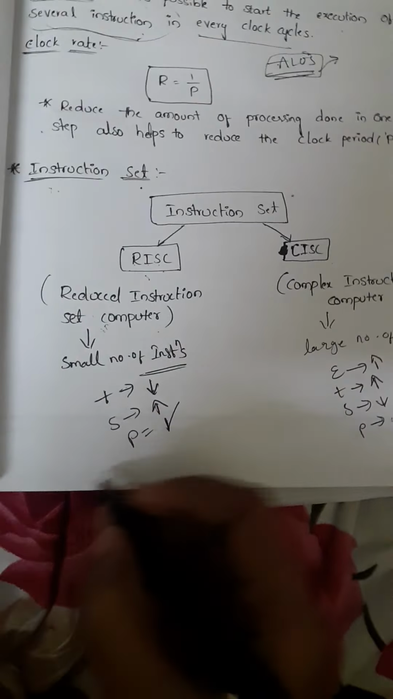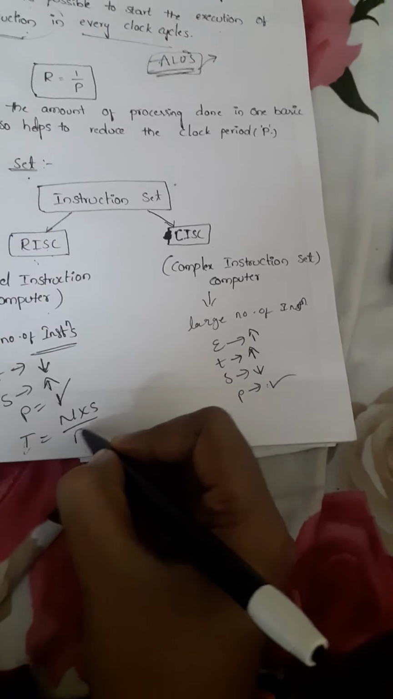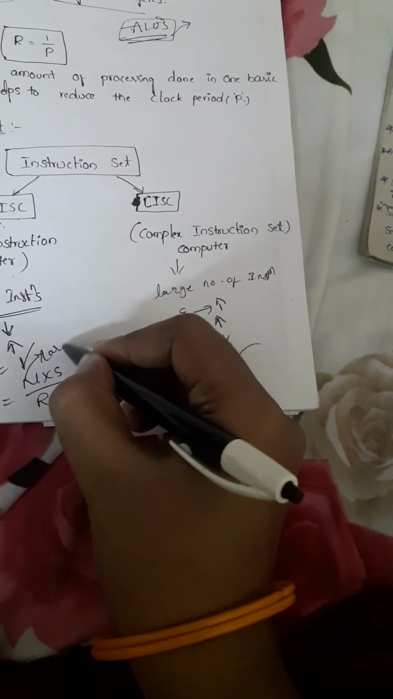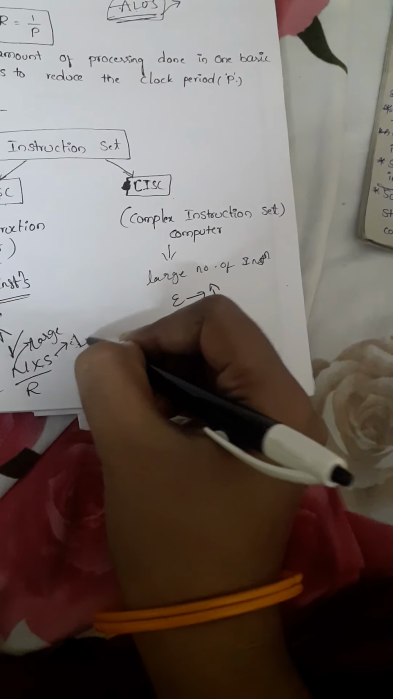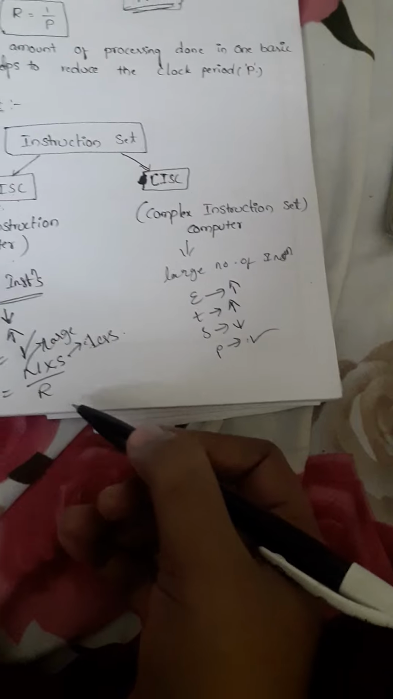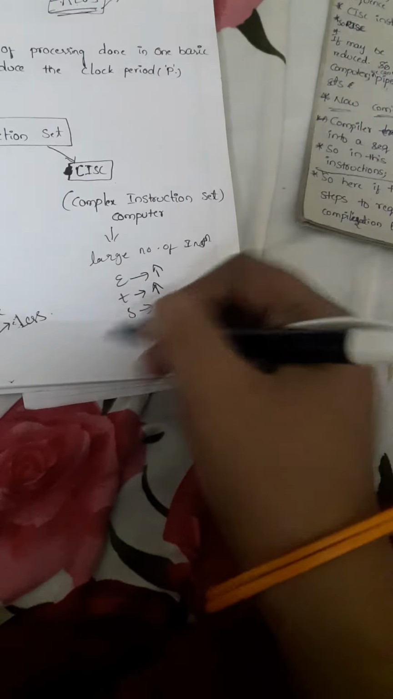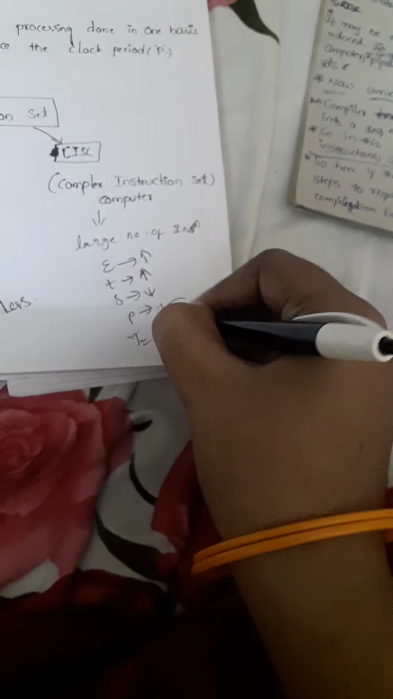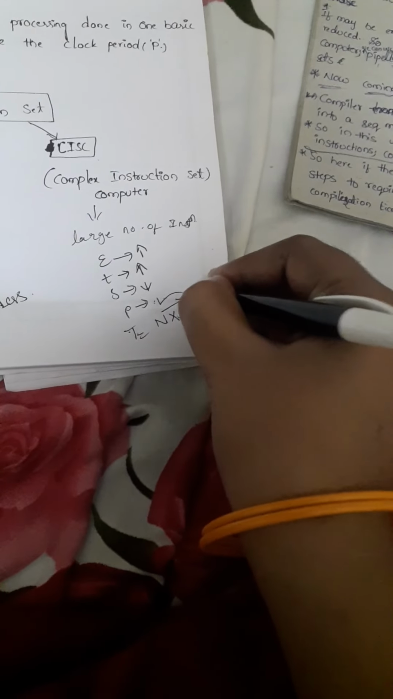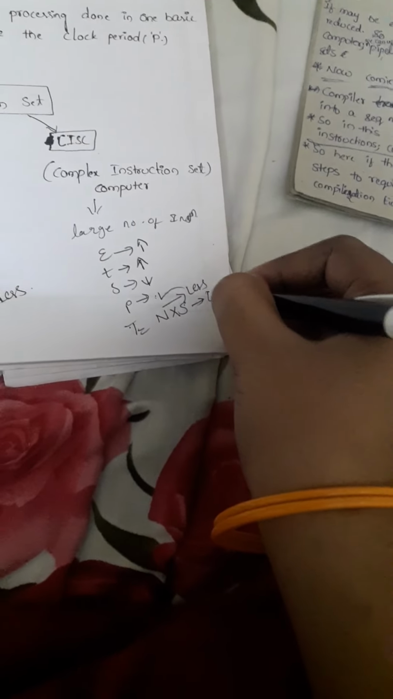What is the performance equation we have? T equals N cross S by R. Simply, for RISC as compared to CISC, the N value, the number of instructions executed, is large and the steps will be less, that means S will be less. For CISC, N is less and S is large.